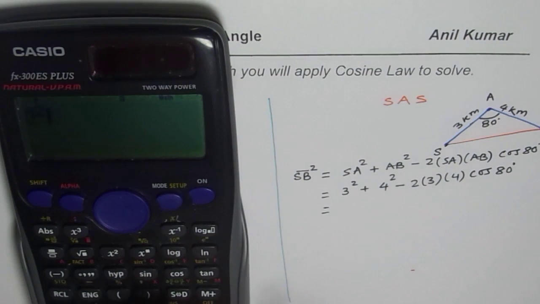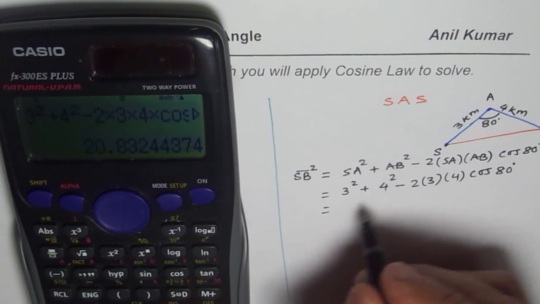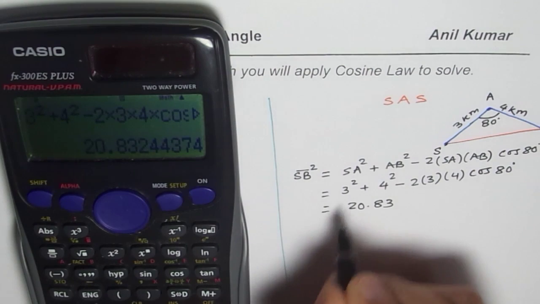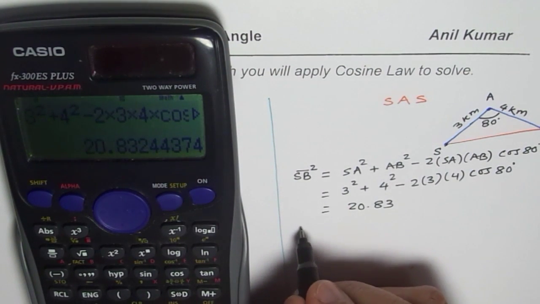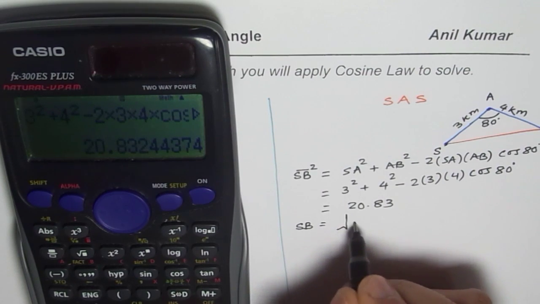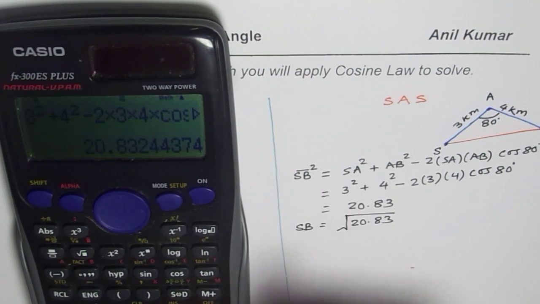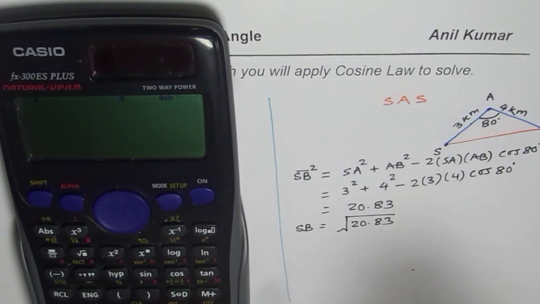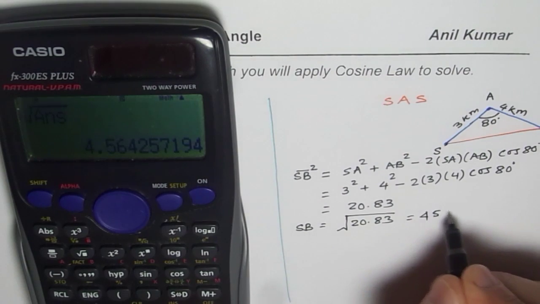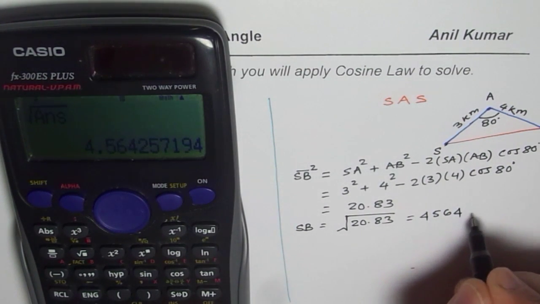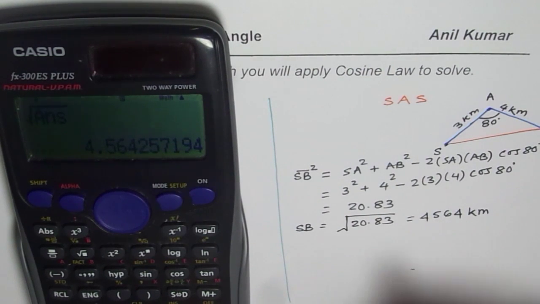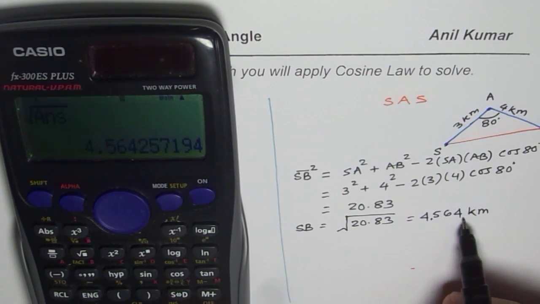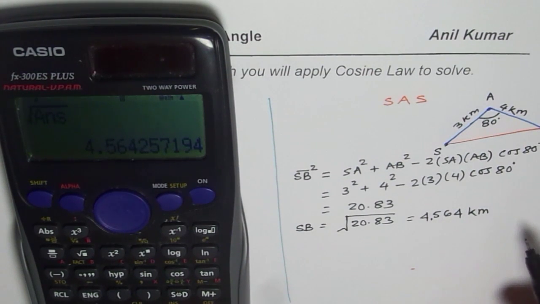So we have 3 square plus 4 square minus 2 times 3 times 4 times cosine of 80 degrees, right? So that is equal to 20.83, let us say. So SB, the distance from the starting point to the point B, is equal to the square root of this. So we have the square root of 20.83. Let me do the square root of the answer, and that gives us a value of 4.564 kilometers, or 4,564 meters, you can say, right?